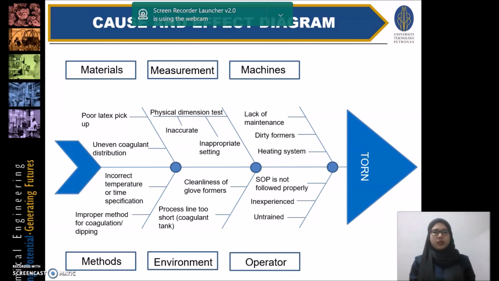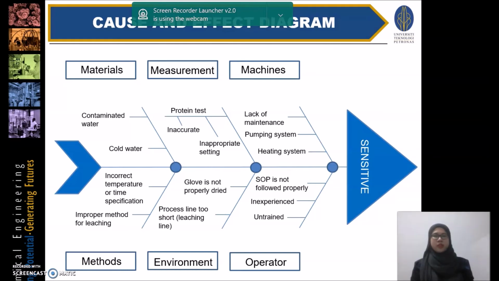Secondly, the measurements taken during the physical dimension test are inaccurate or the equipment for measurement is set at an inappropriate setting. Thirdly, there is poor latex pickup on the former surface as well as uneven coagulant distribution in the coagulant tank. Fourthly, the temperature and time specification used in the coagulating and dipping process is not suitable to achieve the test objective. Additionally, the environment is not clean, hence there is dirt trapped in the glove formers and the process line in the coagulant tank is too short. Lastly, the operator does not follow the SOP properly, or the operator is inexperienced, or the operator is untrained.